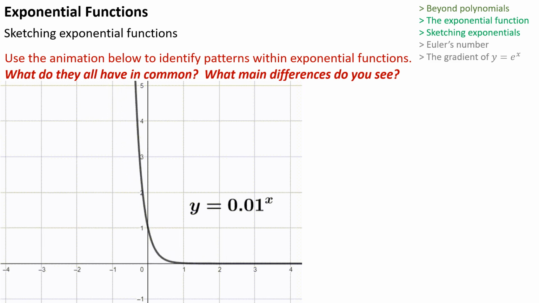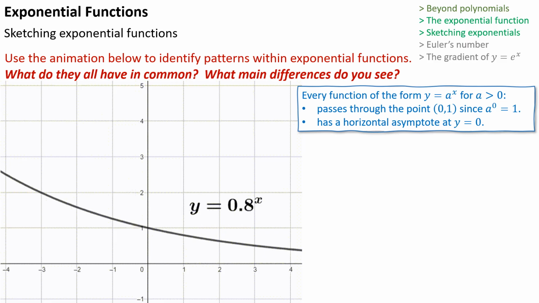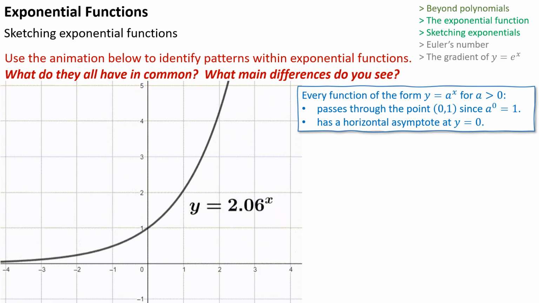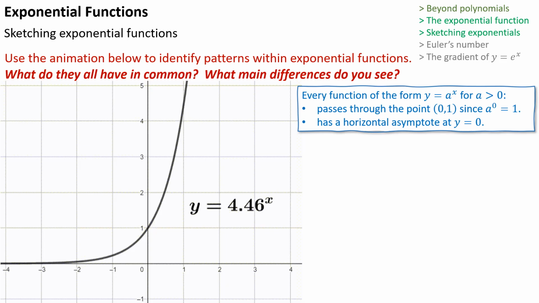Okay, here's a few things you might have spotted. For starters, no matter which curve you're looking at, provided the base is a positive number, the curve will pass through the point (0, 1), since a to the power of 0 equals 1. For any value of a greater than 0, a to the naught equals 1, so we have a crossing point at (0, 1). And you can see all of these curves are going through that point. That's the single fixed point, the constant point on this curve.